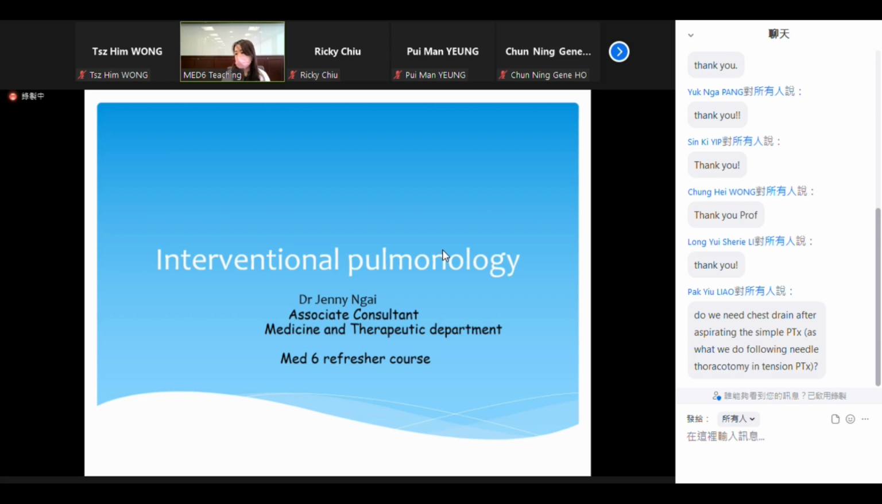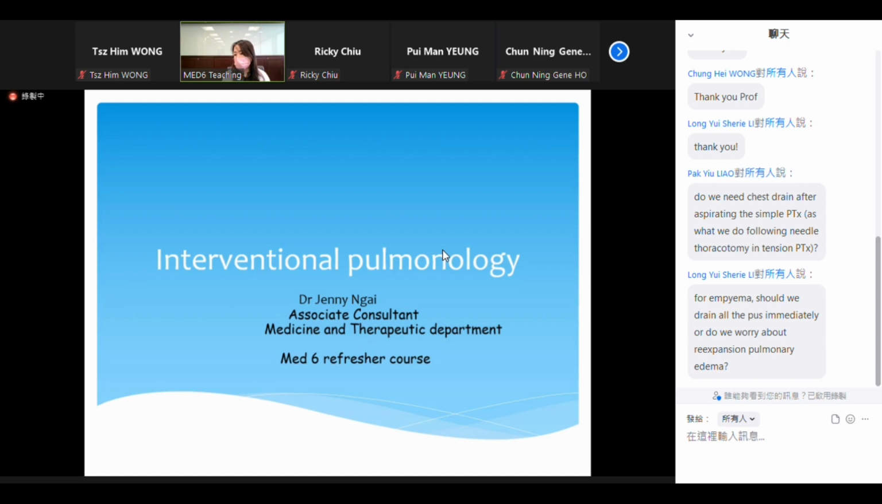This can be determined by the chest X-ray. If the lung is fully expanded and there's no symptom in primary pneumothorax, then we will discharge the patient, and there is no need for chest drain insertion. For secondary pneumothorax, it's different. After simple aspiration, we have to admit. If it's successful, then we won't need to convert to chest drain.